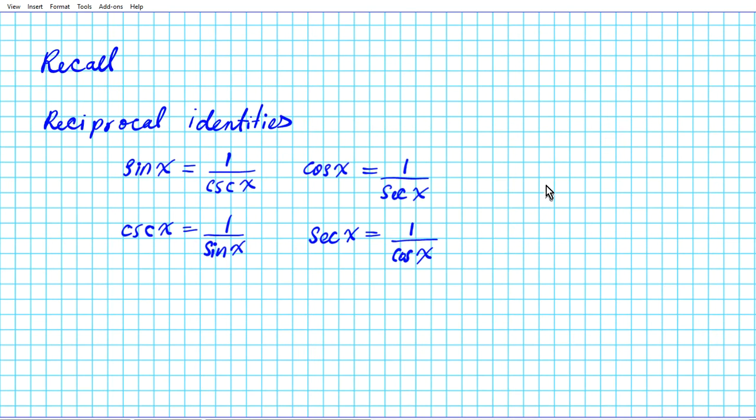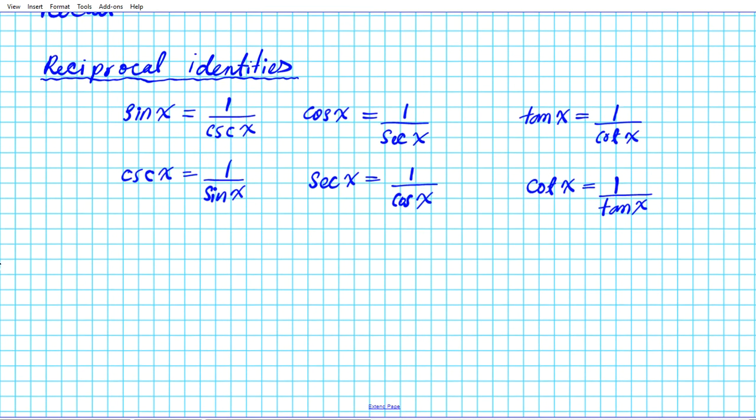And then lastly, we have the tan and cotangent functions. If you reciprocate the cotangent function, you will get tan. Okay, so cotangent x is equal to 1 over tan x, since tan x is equal to 1 over cotangent x. So these are your reciprocal identities. You need to know these in order to facilitate your identity proving process. We then have our quotient identities. There are 2 of them.